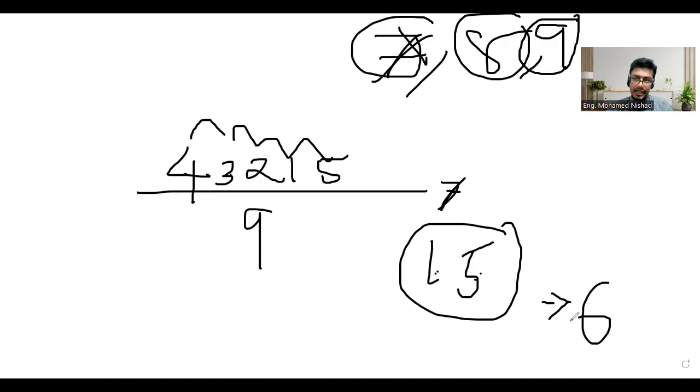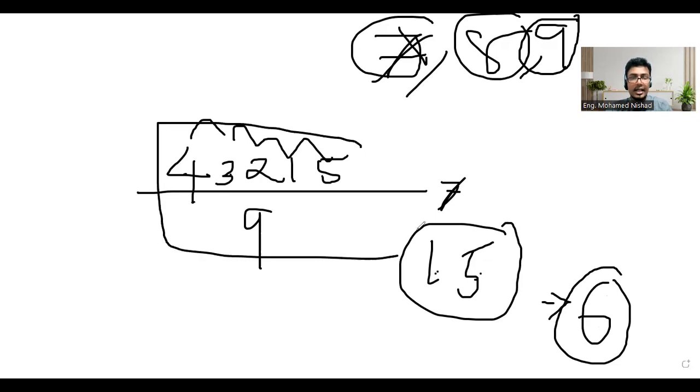Now, on the final number, we have to check whether it is divisible by 9 or not. Is this divisible by 9? No, because 6 is also a remainder. No, it's not divisible. Therefore, this entire number will not be divisible by 9. Right? Okay. Hope you understand about this one.